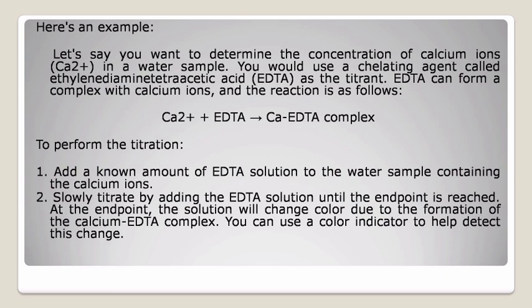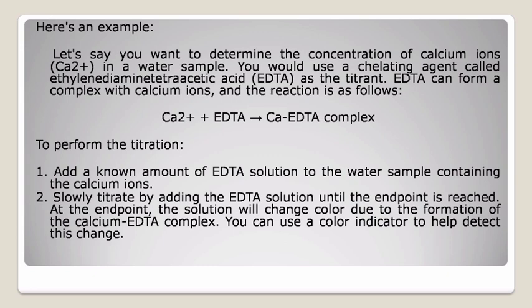Here's an example. Let's say you want to determine the concentration of calcium ions, Ca2+, in a water sample. You would use a chelating agent called ethylenediaminetetraacetic acid, EDTA, as the titrant. EDTA can form a complex with calcium ions, and the reaction is as follows. Ca2+ plus EDTA gives Ca-EDTA complex.